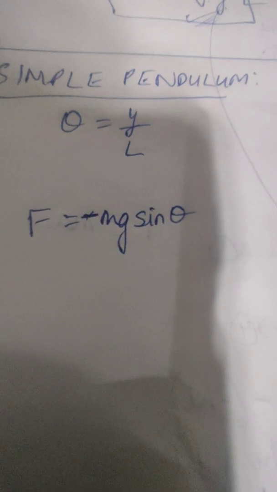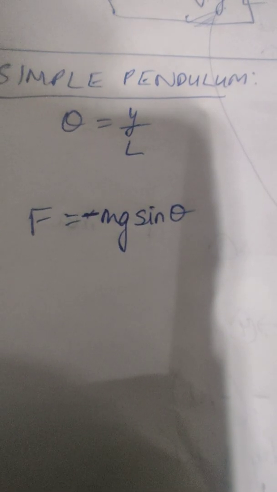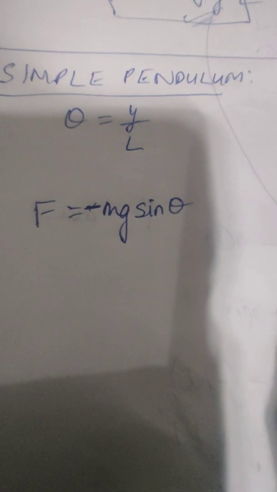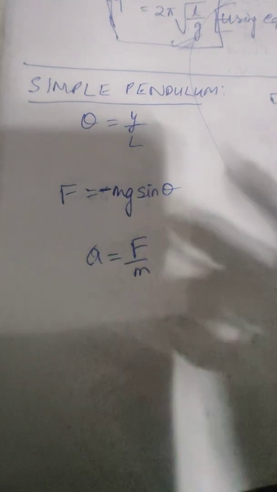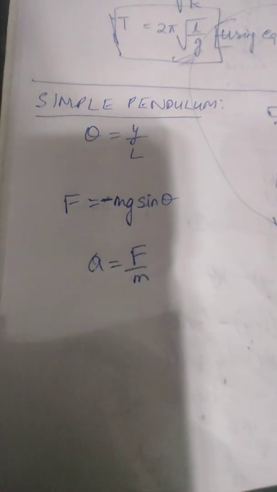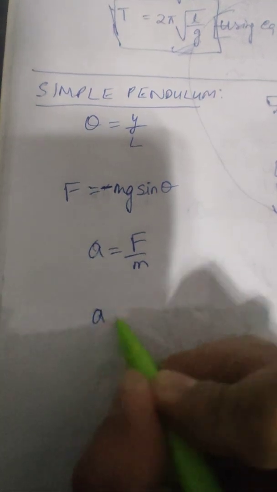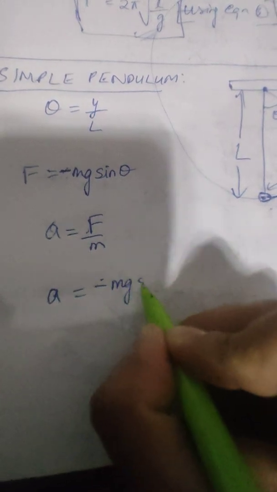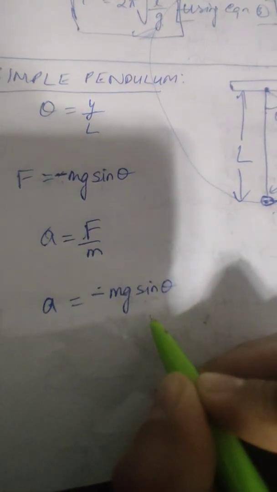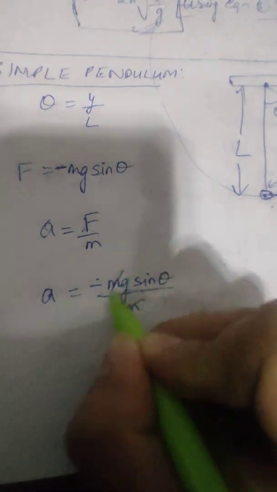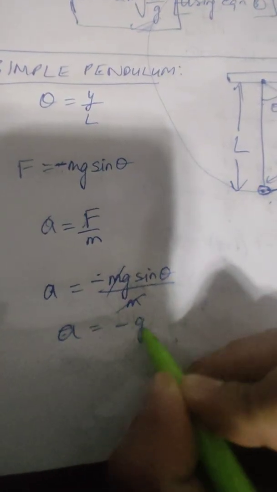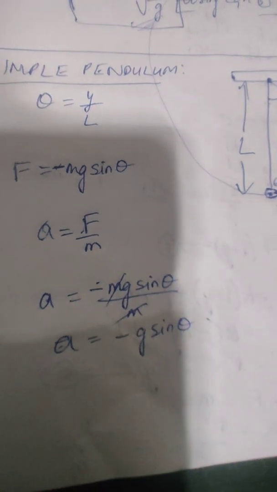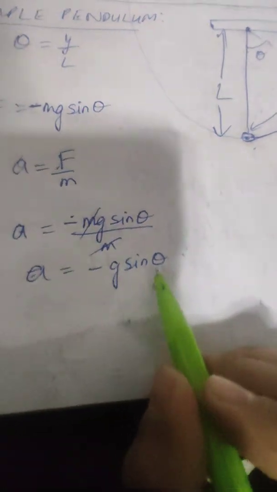Now from Newton's second law of motion, like the one we used earlier, acceleration is equal to F by m. If we substitute, what is F? F is minus mg sin theta. So A equals minus mg sin theta by m. Here m and m cancel, so A will be equal to minus g sin theta. Now this value of theta will not be a very big one.